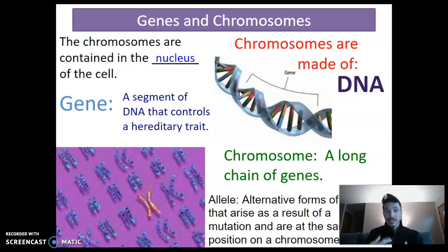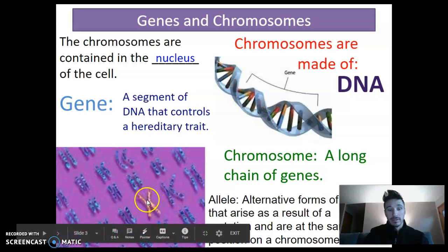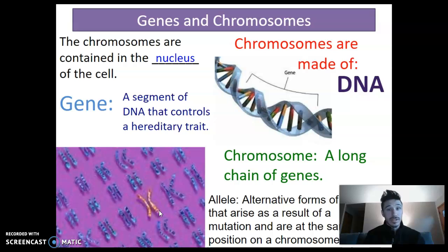Now, there are things called alleles. Alleles are the alternative forms of genes that arise as a result of a mutation and are at the same position in the chromosome. So what I mean by that is, if we look at this picture in the bottom left, let's look at these highlighted homologous chromosomes, okay? If this left one is from mom and this right one is from dad, they are the same chromosome, meaning they have all the same genes in the same locations, but one comes from one parent and one comes from the other, but they're both inside of your cells, right? Because that's where you get your DNA from, your parents.